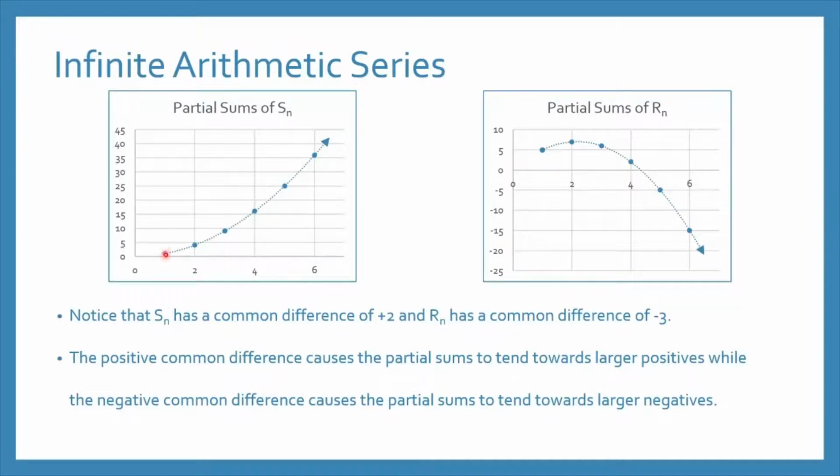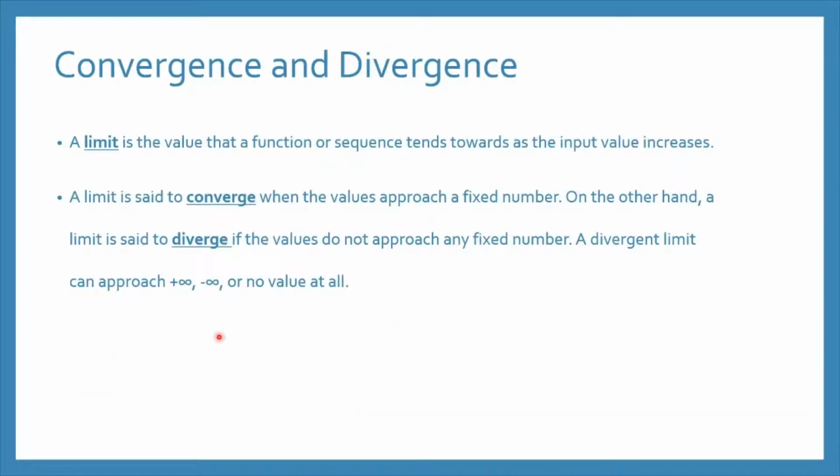So it's saying, okay, as we go from 1 to 2, and then 2 to 3, 3 to 4, and then maybe 10 to 11, 20 to 30, and so on, is it increasing or decreasing? Is it getting closer and closer to a single number? What is it doing? That will define what convergence and divergence are. A limit is said to converge when the output values approach a fixed number.